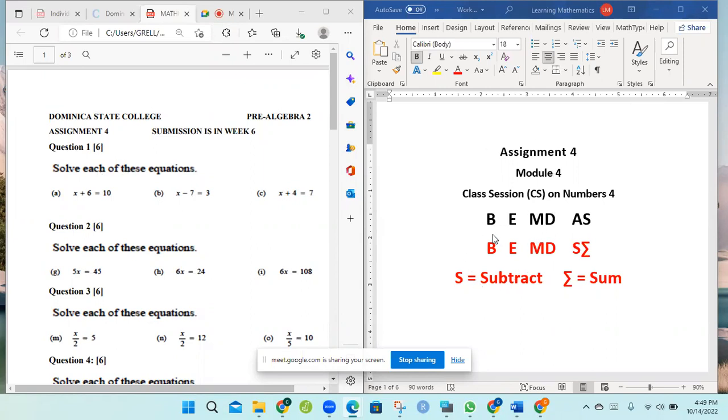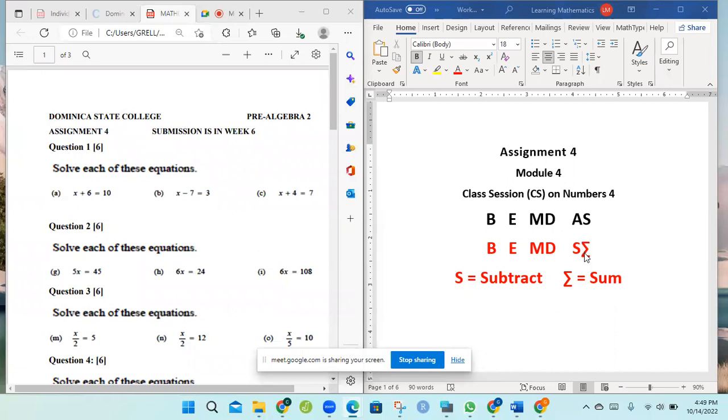And here's the acronym BEMDAS. All what's in the bracket, do it first. Exponent after, multiply, divide come interchangeably, then add and subtract. I created a modification because I wanted to introduce some symbol in mathematics.